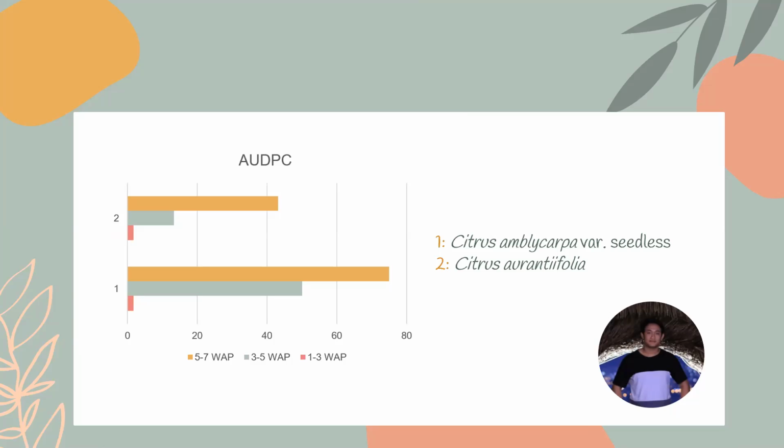And then this is the graph of the ODVG, which shows that the Citrus aurantifolia variety has an ODVG value that is greater than the Citrus amblycarpa variety. Next.